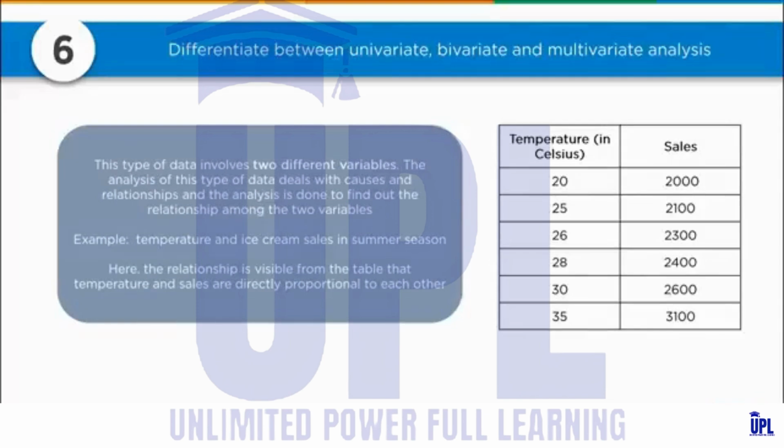So we move into bivariate. Uni means 1, bi means 2. Bivariate, this type of data involves 2 different variables. The analysis of this type of data deals with causes and relationships, and the analysis is done to find out the relationship among the 2 variables.